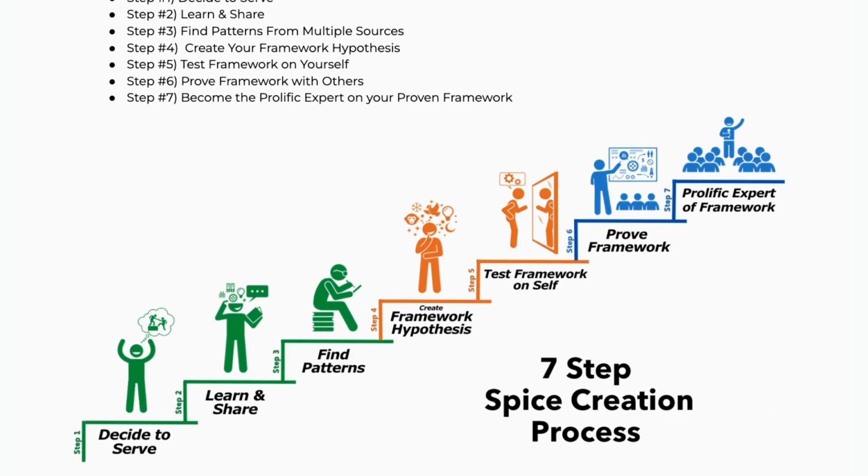Now, what are those 7 steps? Number 1 is deciding to serve. Number 2 is learning as well as sharing. Number 3 is finding patterns from multiple sources. Number 4 is creating your framework hypothesis. Number 5 is testing that framework hypothesis on yourself. Number 6 is all about proving that framework with others. And number 7 is all about becoming the prolific expert of your proven framework.